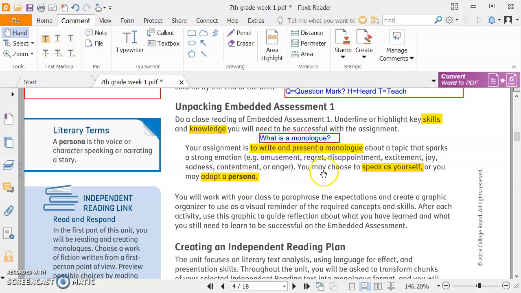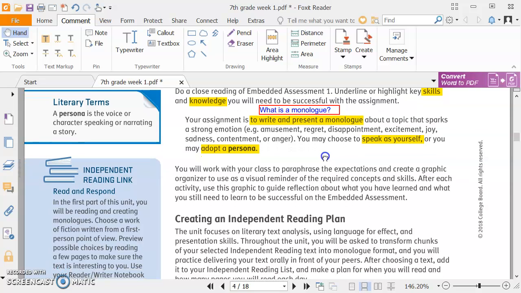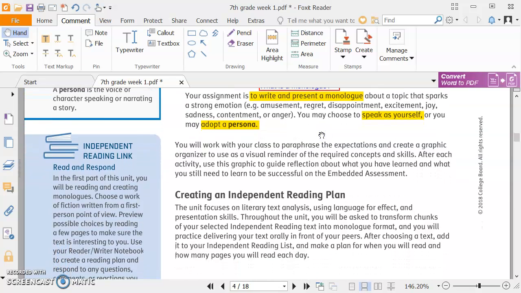So the things you're going to need to know are, what is a monologue, what is a persona, how do I write and present a monologue, how do I speak as myself, how do I speak as a persona. So you're going to need to know about things like voice and tone, etc. Now it says you will work with your class to paraphrase the expectations and create a graphic organizer to use as the visual reminder of the required concepts and skills. After each activity, use this graphic to guide reflection about what you have learned and what you still need to learn to be successful on the embedded assessment.